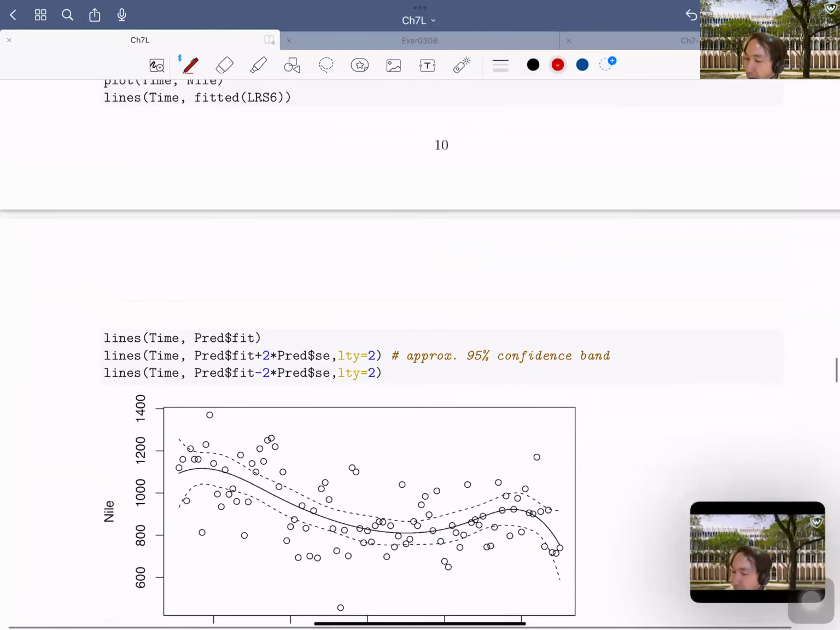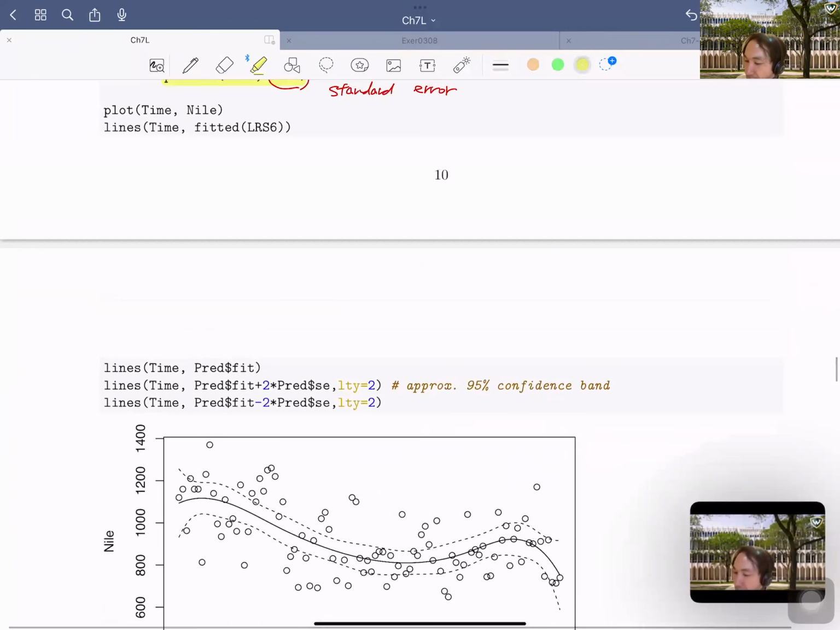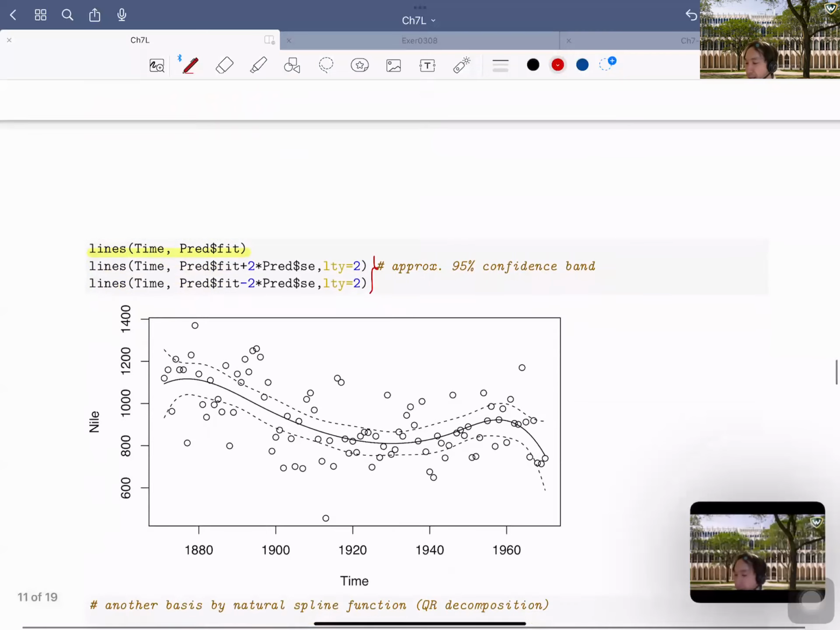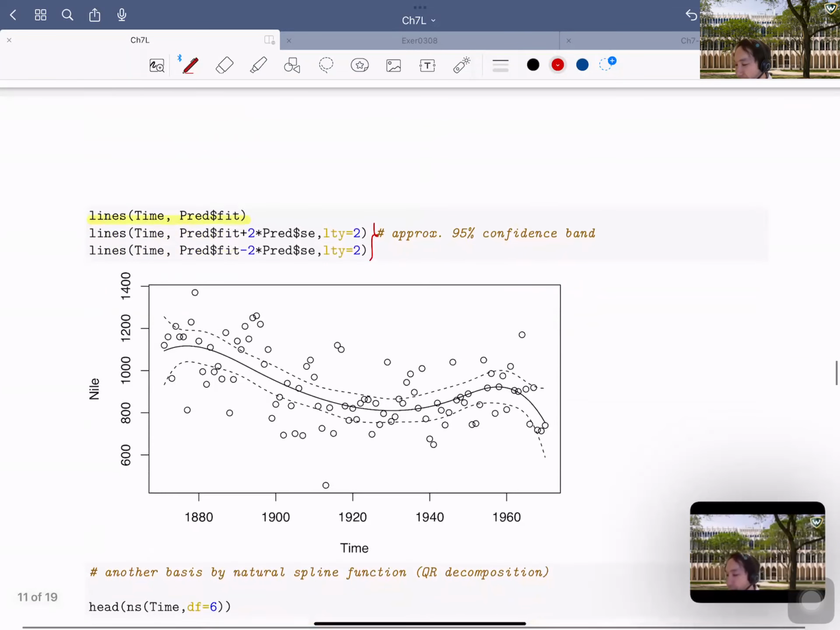So in this case, this is the original scatter plot, and this is the fitted curve. And these are the confidence band. So the confidence band means the band for the fitted line, not for observations. So this is a 95% confidence interval.